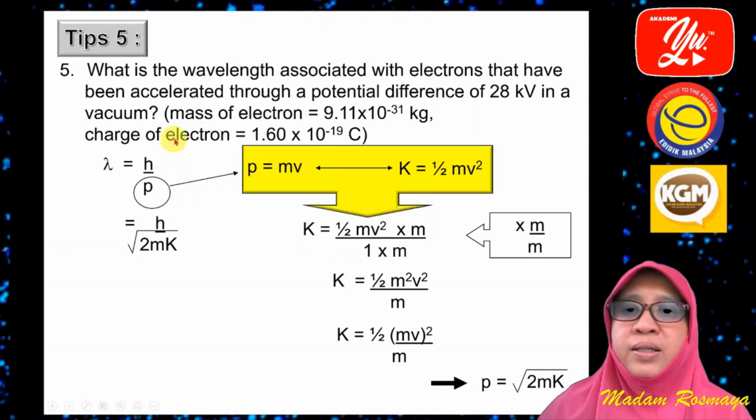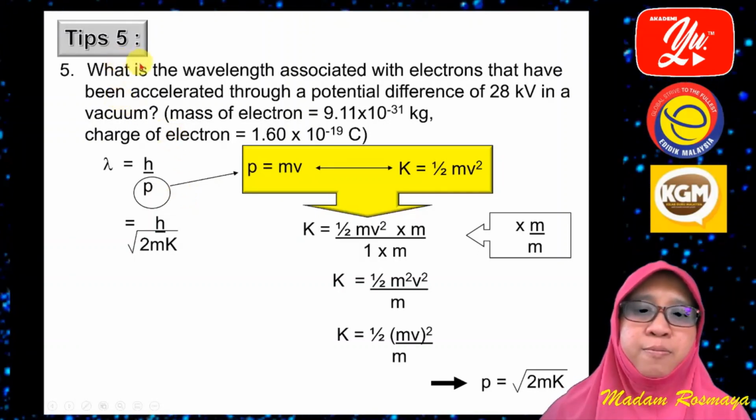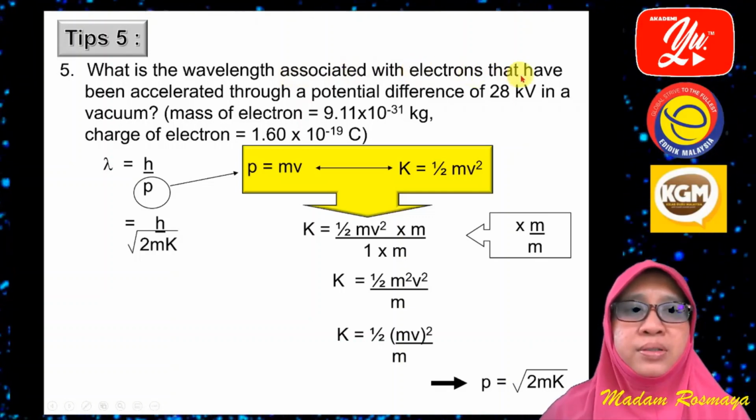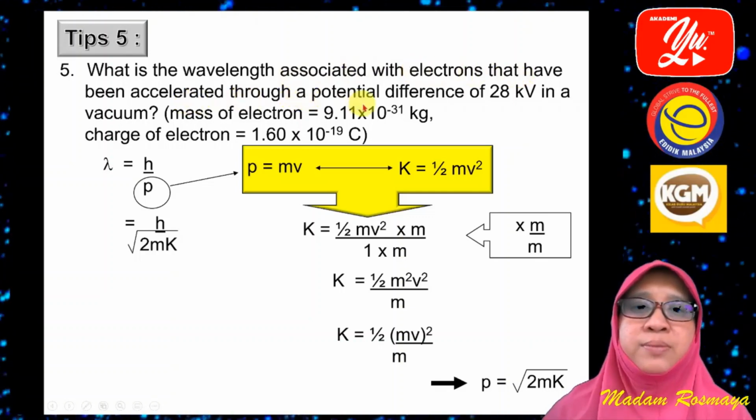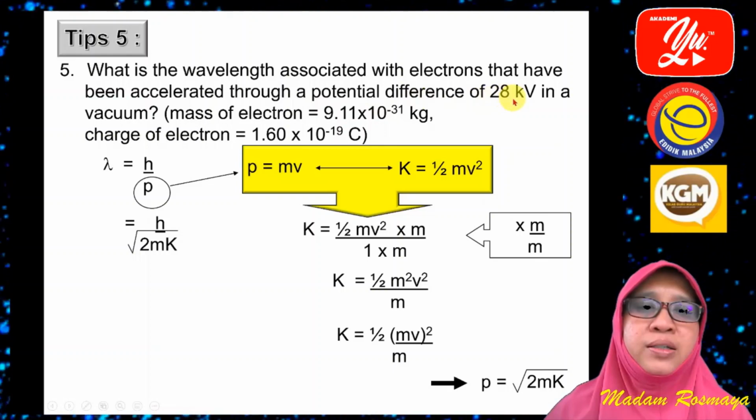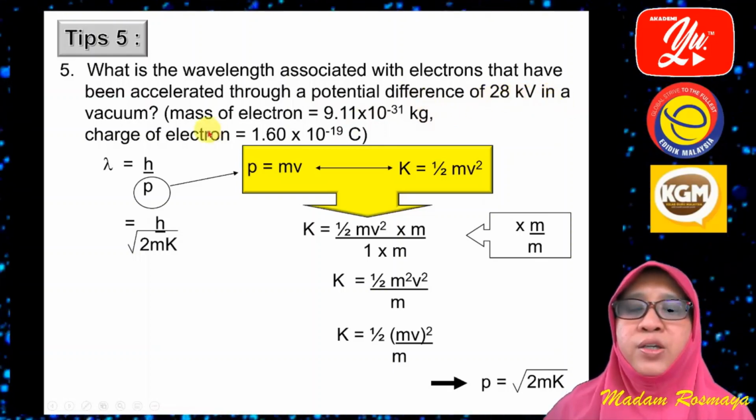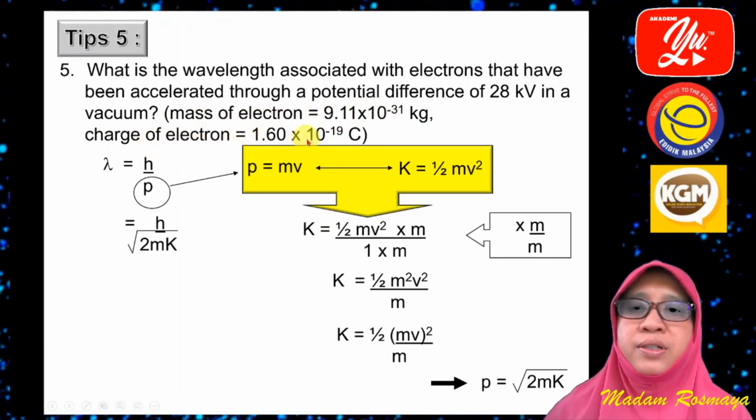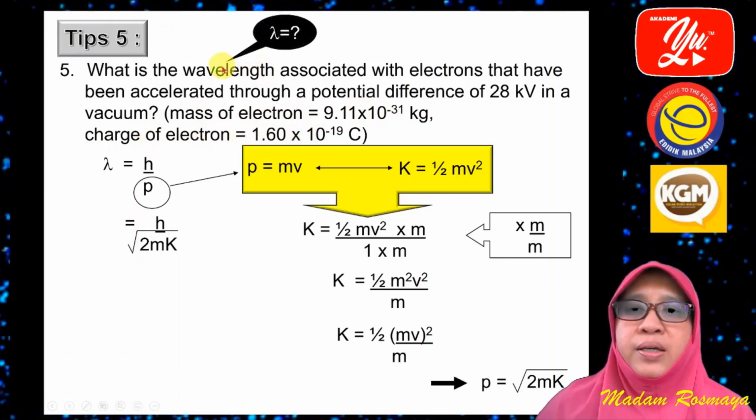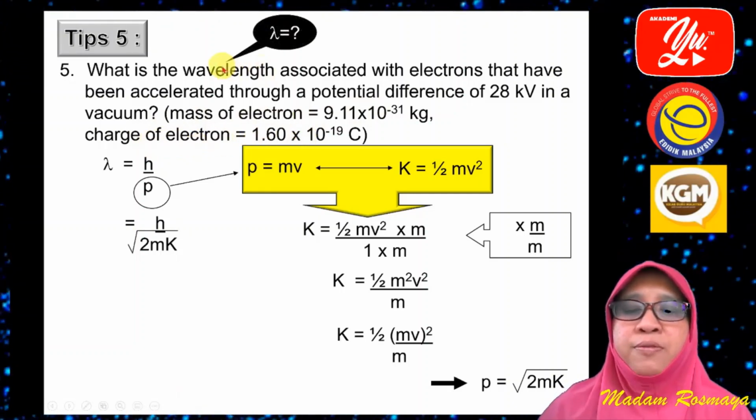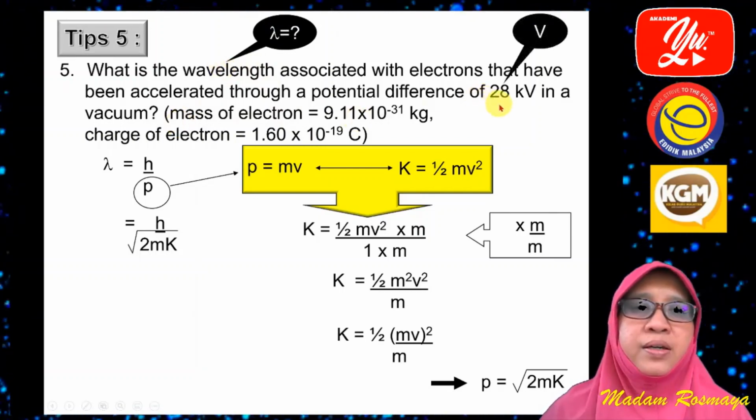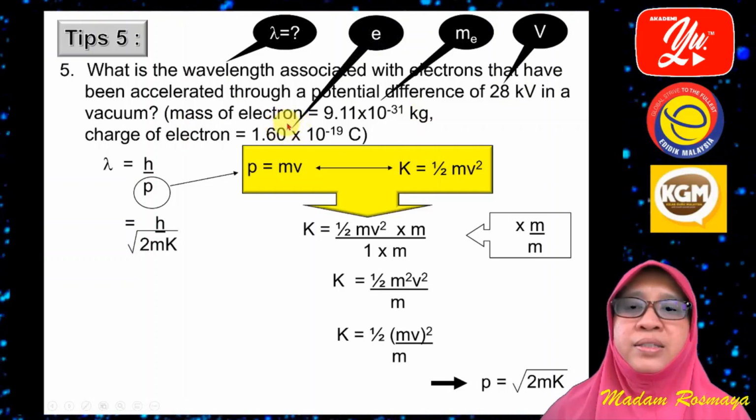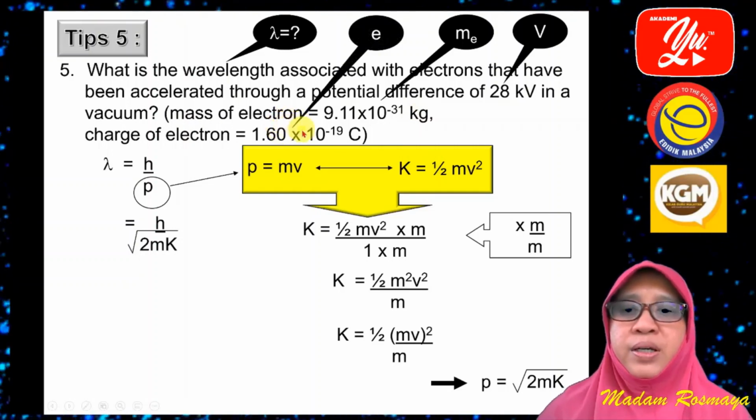Okay, the last one, tips number 5. What is the wavelength associated with electrons that have been accelerated through a potential difference of 28 kilovolt in a vacuum? So mass of electron is given and charge of electron is given. So we are going to determine the wavelength this time. Voltage is given, mass of electron, and this is the charge of electron e.